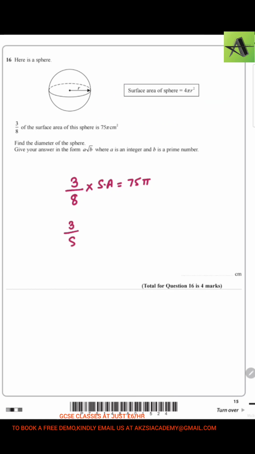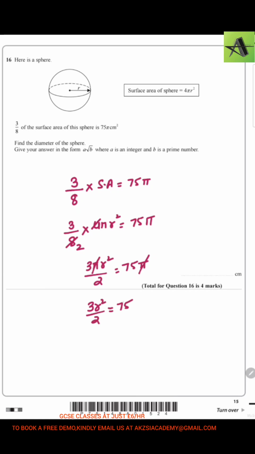So 3/8 times 4 pi r squared is 75 pi. 4 times 1, 4 times 2 will give you 3 pi r squared over 2 is equal to 75 pi. Now dividing both sides by pi, I can cancel pi on both sides, which gives me 3r squared over 2 equals 75. Now, in order to remove this denominator, I need to multiply both sides by 2.